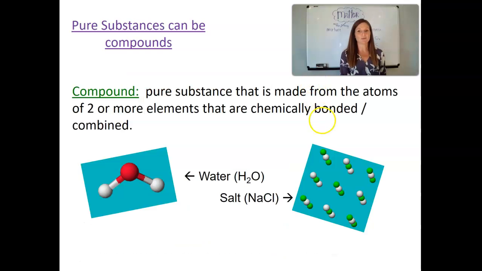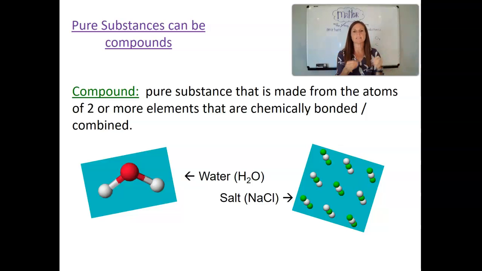Pure substances, as we mentioned, can also be compounds. So they can be elemental substances, they can be elements, they can be compounds. A compound is made of 2 or more elements, but they're chemically bonded together. They're not mixed together. This is a chemical change. So this is not hydrogen and oxygen next to each other. This is water. They have bonded together. They have made a compound.